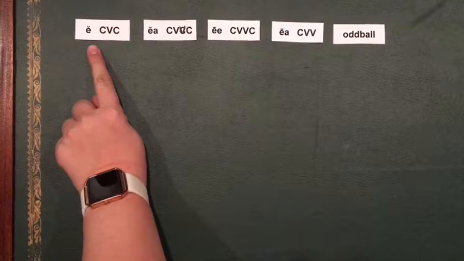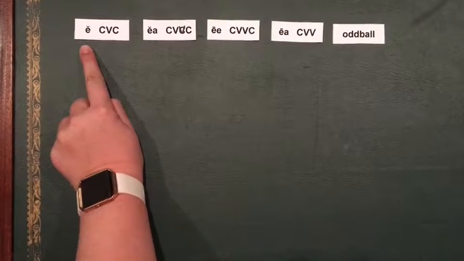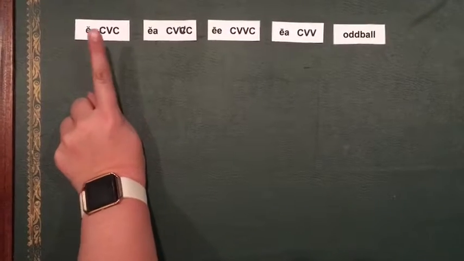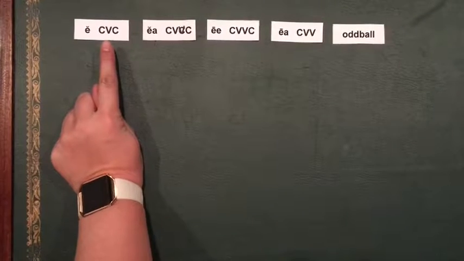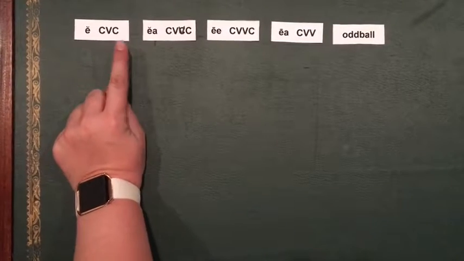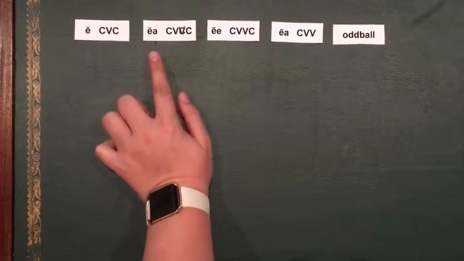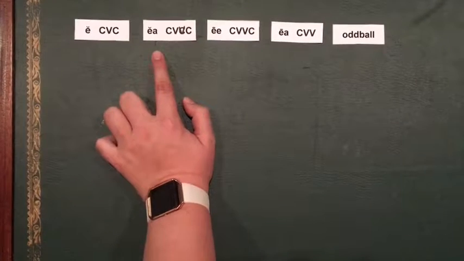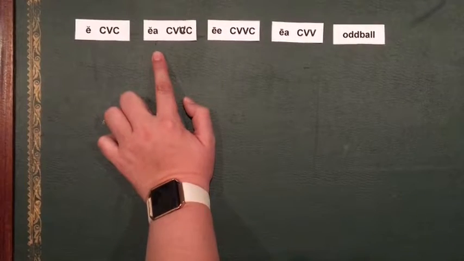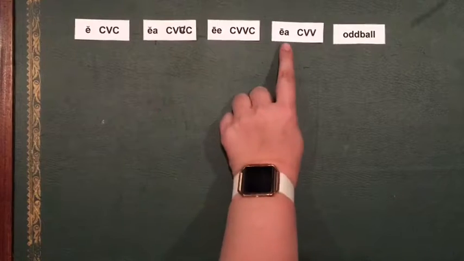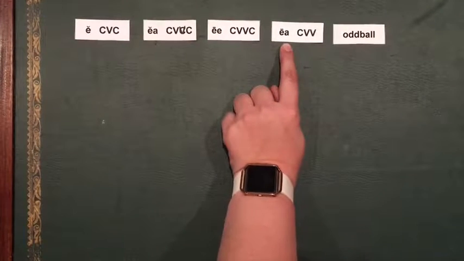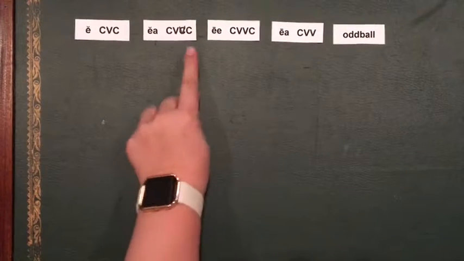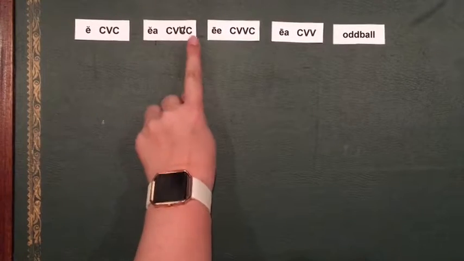So right here we have short e, which says eh, and it is consonant, e, consonant. Here we have ea, which can say short e, eh, but it can also say long e, e. And I made a little mistake. This is supposed to be consonant, vowel, vowel, consonant.